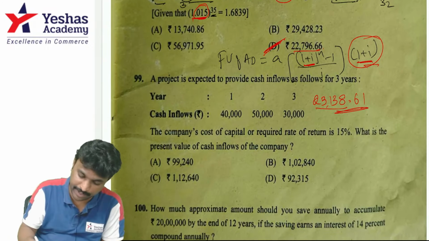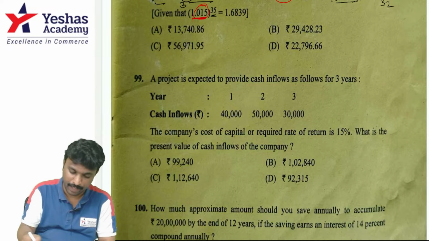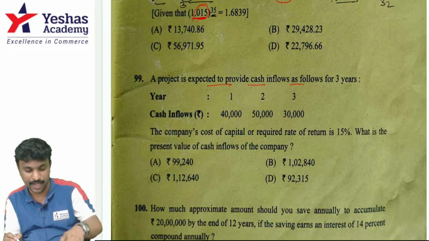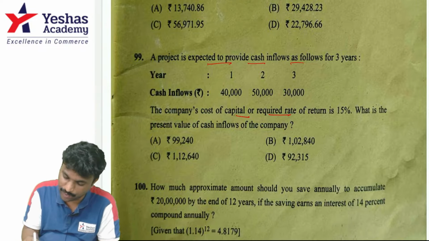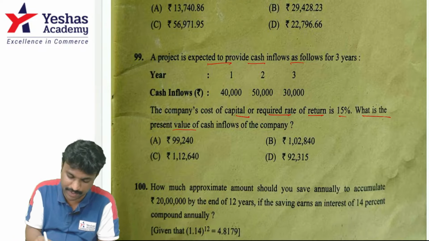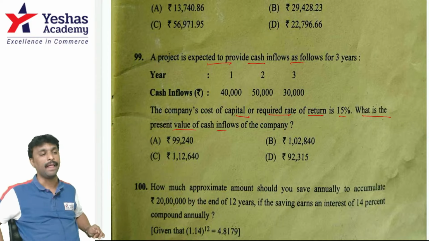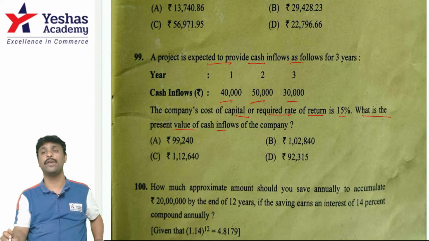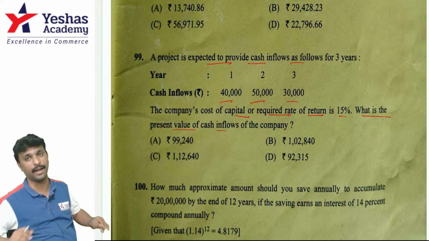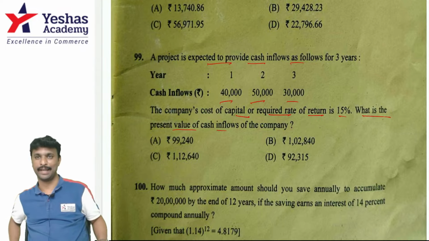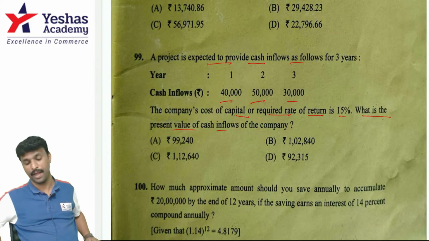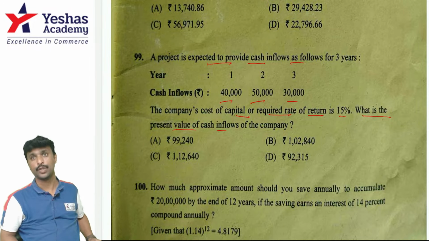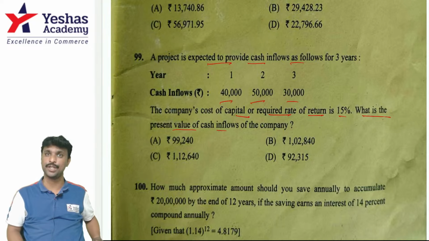Look at the 99th question. A project is expected to provide a cash inflow as follows for the 3 years. The company's cost of capital or required rate of return is 15%. What is the present value of cash inflows of the company? Guys, if you look at each inflow, they are not equal. If they had been equal, we could have used the PV of annuity regular formula and found it out. But here they are not the same, so you have to find the present value for each inflow.